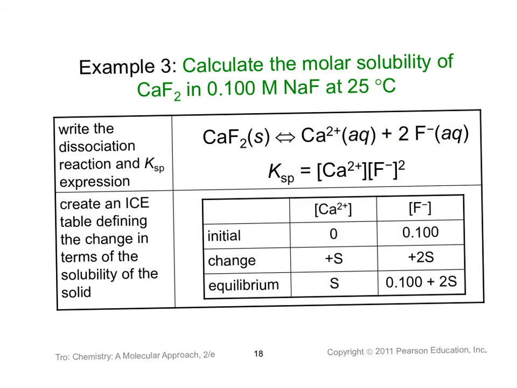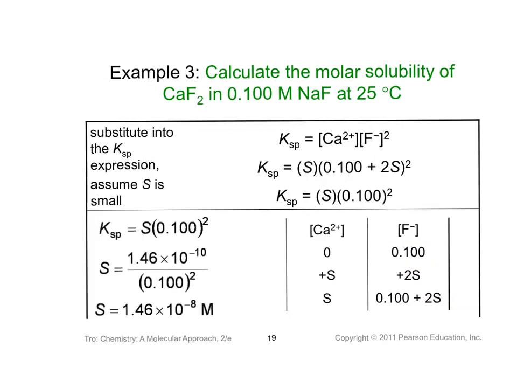So how do we deal with this? Well, we deal with it using the ICE table. It doesn't add too much to it, except that now you have a starting amount of F-. And so if you have a starting amount of F-, then your equilibrium term has to include that. So again, we write out a Ksp and we plug in our equilibrium conditions.